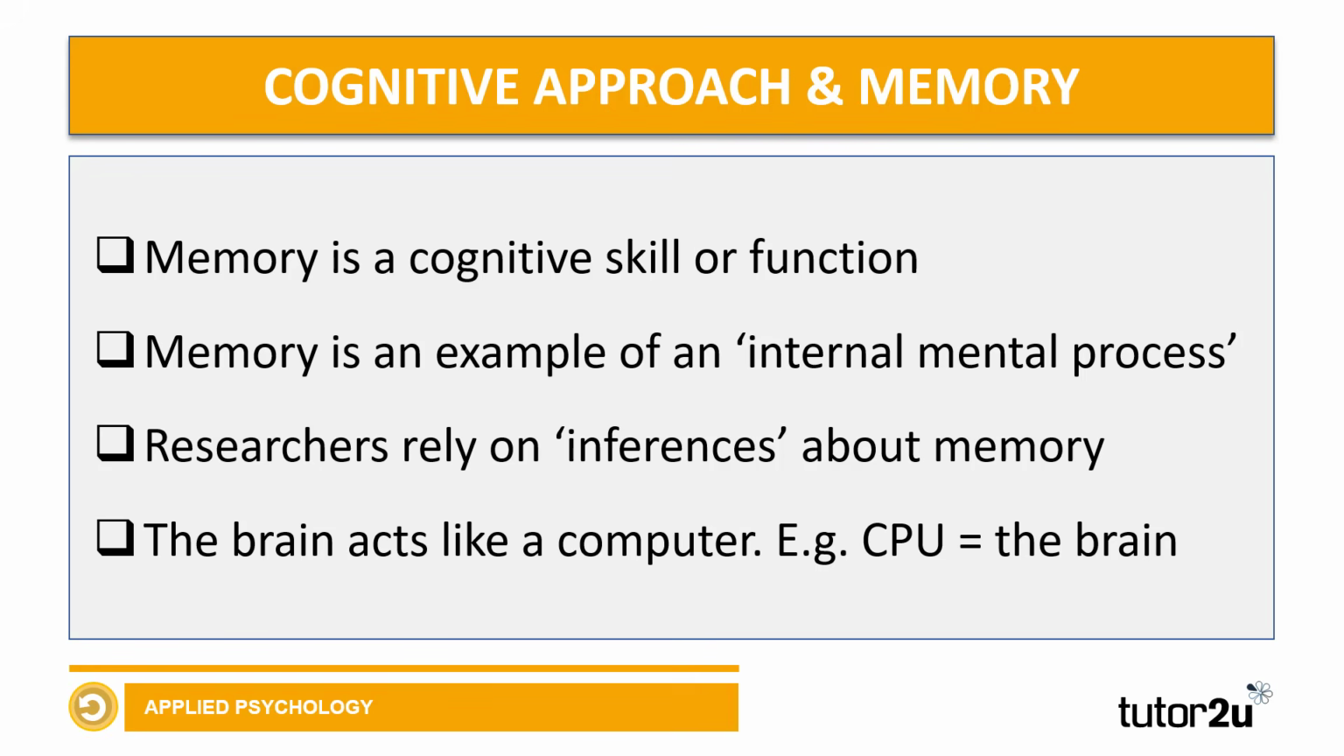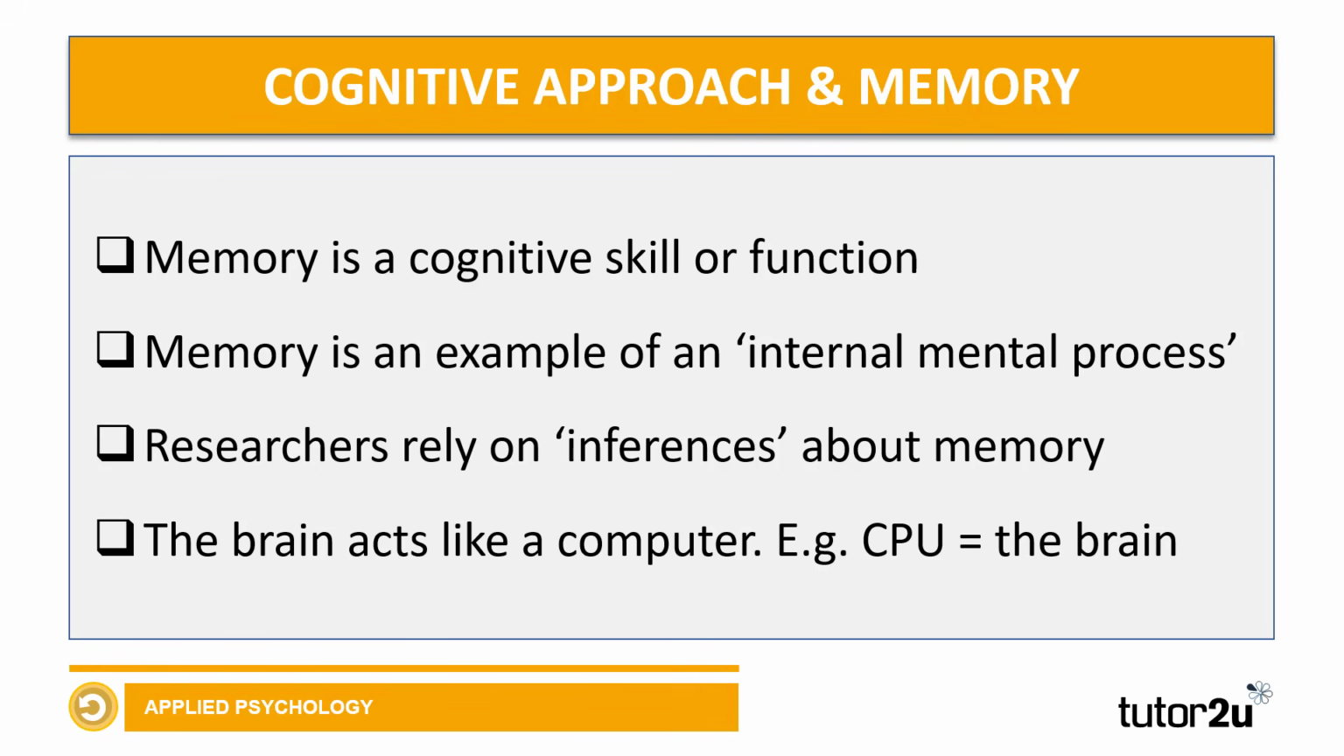And memory is an example of an internal mental process, and by that we mean it's just something that we know happens in the mind, and that causes us a problem because it's internal. It means that we can't actually see it. We can't see memory working. We can't see what a memory structure looks like, and that goes back to the term inference, and that's why we have to draw inferences. We have to rely on conclusions made about memory, and that's where we get into some sticky problems with the quality of research.